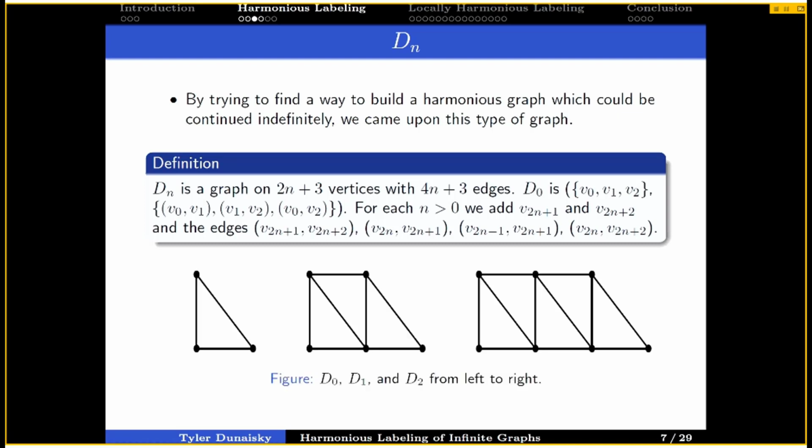So here are the graphs G0, G1, and G2. For G0, we have the 3 vertices and 3 edges. For n equals 1, we add 2 vertices and 4 edges. And for n equals 2, we add these two vertices and 4 more edges.